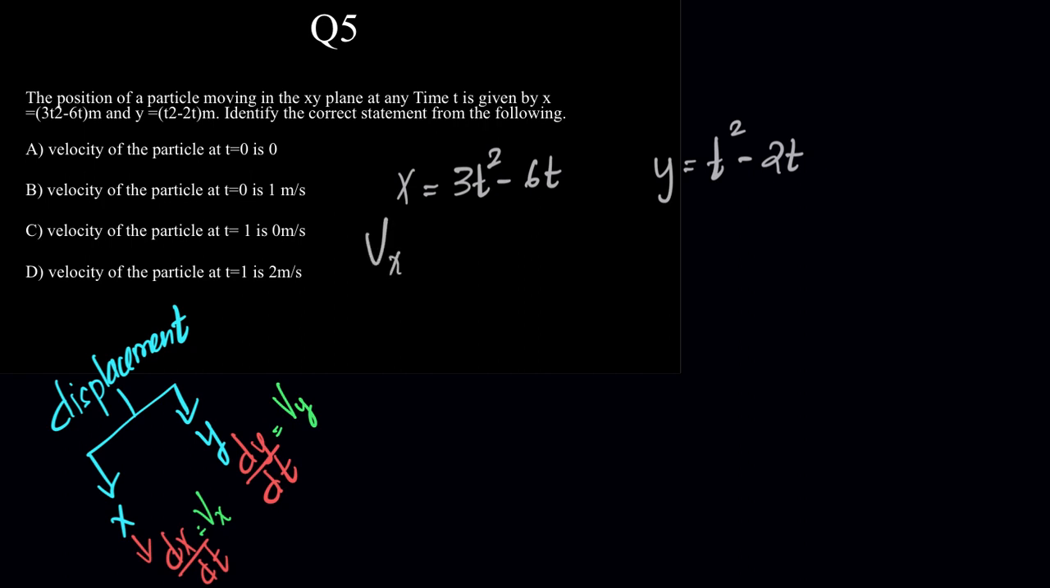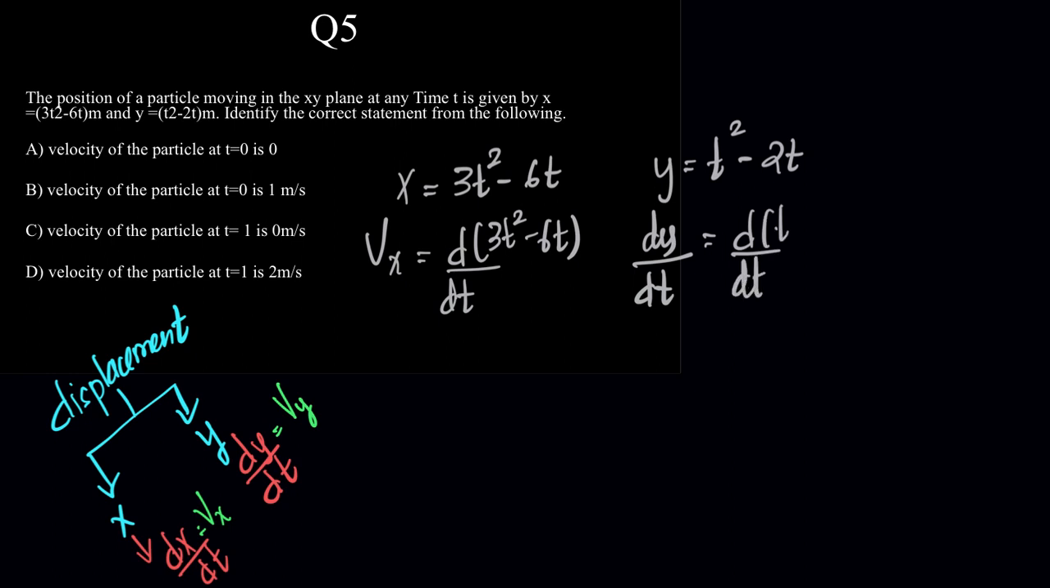So Vx would be equal to d by dt of 3t square minus 6t, and Vy is dy by dt, which will be equal to d by dt of t square minus 2t. What is Vx equal to? 6t minus 6, and what is Vy equal to? 2t minus 2.